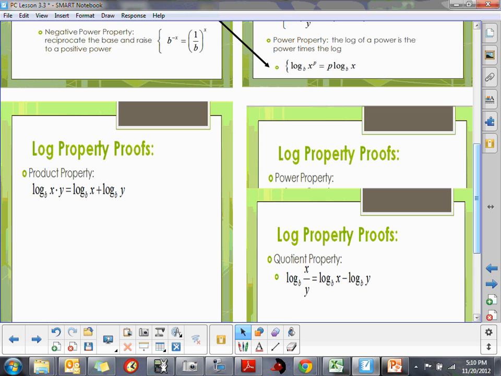Try to prove these, and they also prove it in your textbook. They prove one of the three. We're going to quickly run through each of these, and we're going to prove the product property. Now, in a traditional sense, here's what they typically will do to prove these.